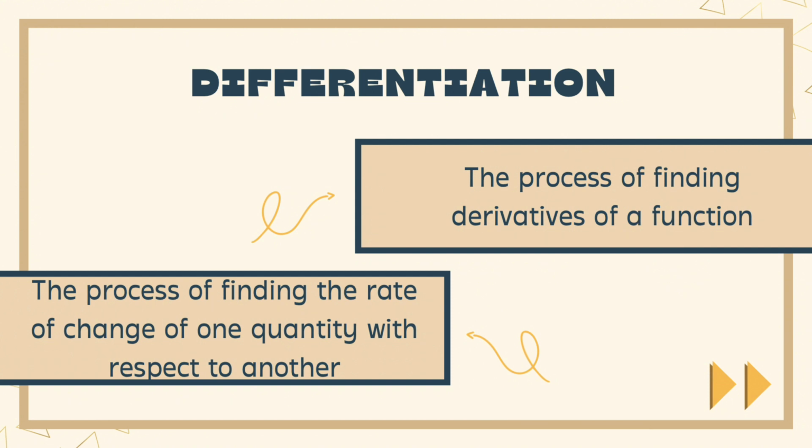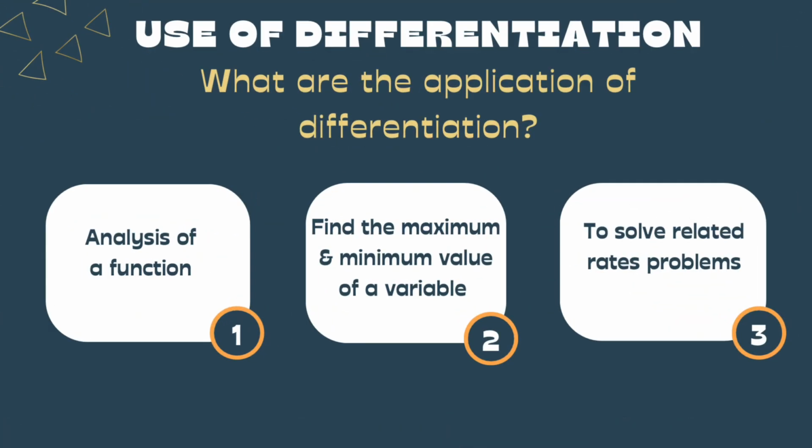Differentiation. What is differentiation? Differentiation is the process of finding the derivatives of a function, or it can be the process of finding the rate of change of one quantity with respect to another. There are many uses of differentiation. The first one, analysis of a function. The second, find the maximum and minimum value of variable. And the last one, to solve related rates problems, which is our main topic of this video.